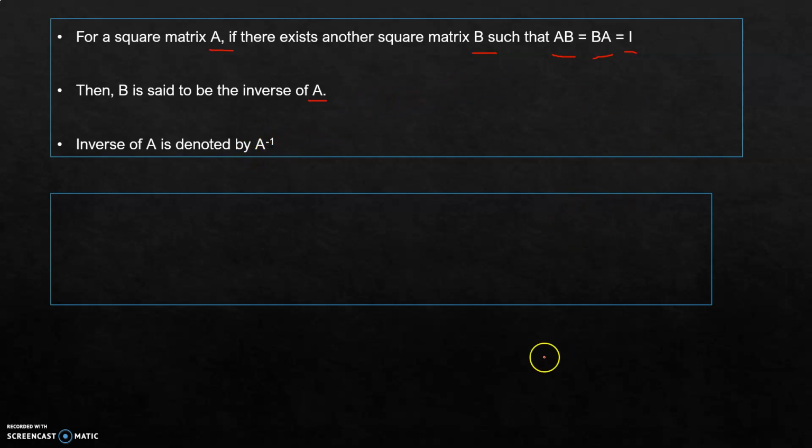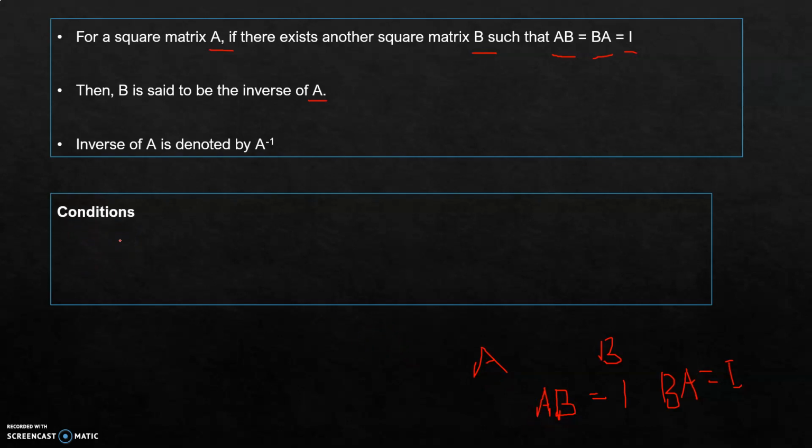So the condition is that there is one matrix A and another matrix B, and if you find the product of A and B, AB, that is equal to I, and if you find the product of B into A and again get the identity matrix I, then in such situations B is said to be the inverse of A, or A is said to be the inverse of B.